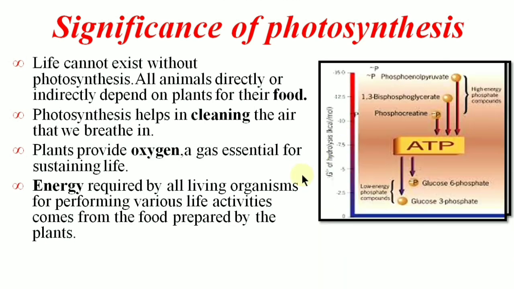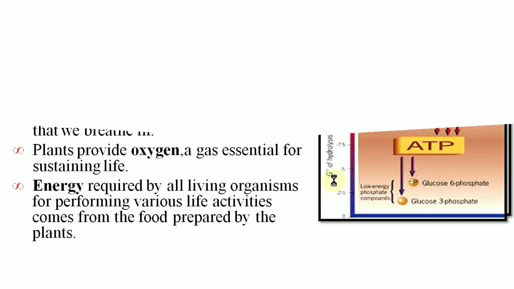Not only that, the food prepared by the green plants is utilized by the autotrophs and the heterotrophs, and for the production of energy this food is broken down and ATP energy is generated. It is chemical energy.